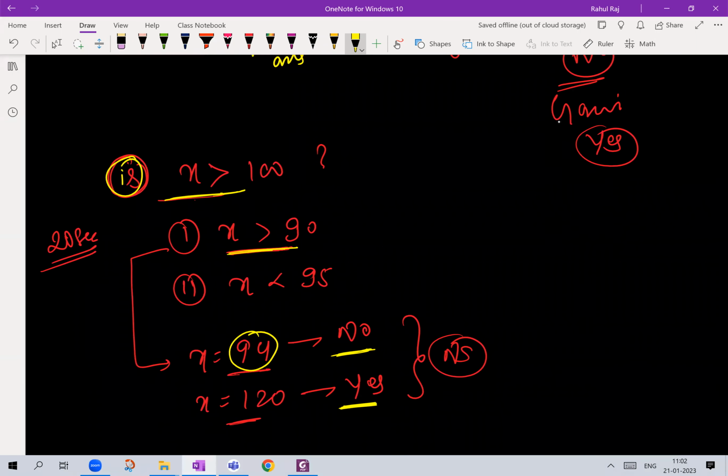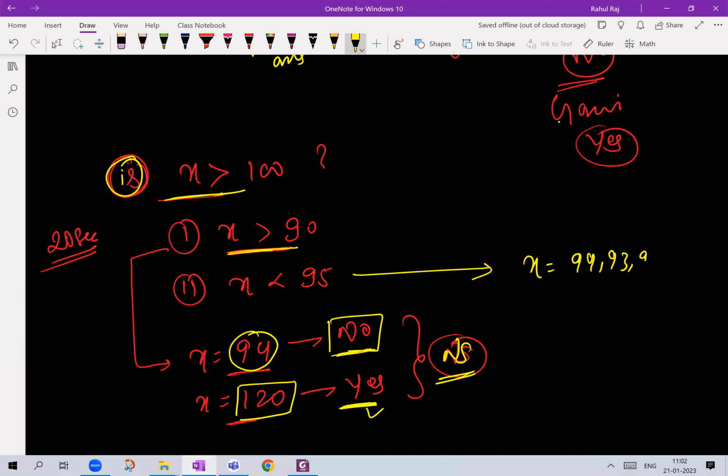And if X is greater than 90, it's not greater than 100. I have a no situation. But when I say X is greater than 90, X can be 120 also, and it is greater than 90. It's a yes situation. So our entire purpose of solving any "is" type data sufficiency question is to create a yes and no situation with the statements. If I am able to create it, I can say this statement is not sufficient. Simple logic. Now imagine X is less than 95. If X is less than 95, what are the values of X? It could be 94, 93, 92, all the way to negative infinity.